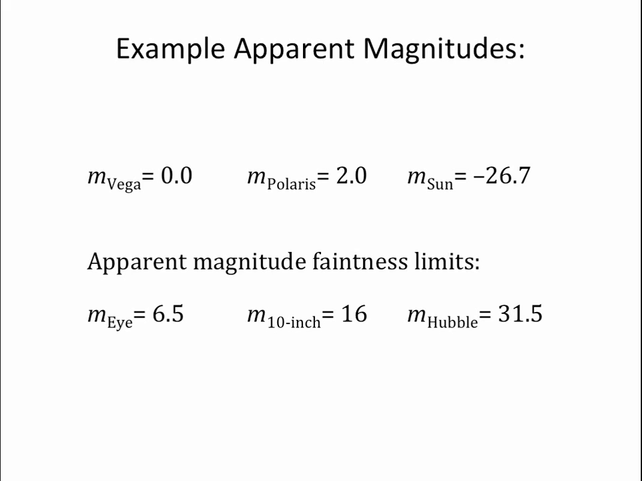Now, how faint can we go? Well, the eye alone can get to about magnitude 6.5. It depends on how dark the sky is, how long you've allowed yourself to adjust, how clear the weather is. But magnitude 6.5, that's about 300 times fainter than Vega, because 5 magnitudes would be 100 and then another magnitude and a half.